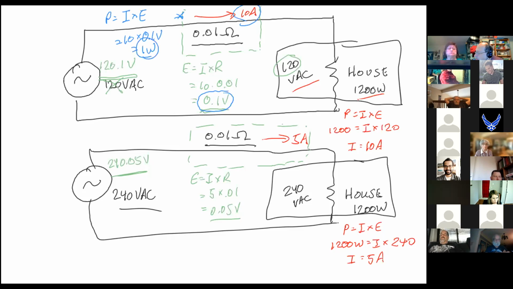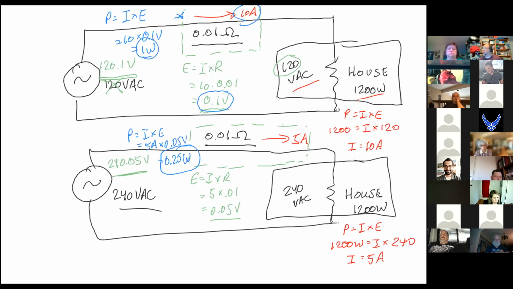Okay, how about down here? Power is equal to I times E. It's equal to 5 amps times, but our voltage is 0.05. It's equal to 0.25 watts. So by jacking up the voltage, what has happened to our power dissipation in the wire? A lot less.